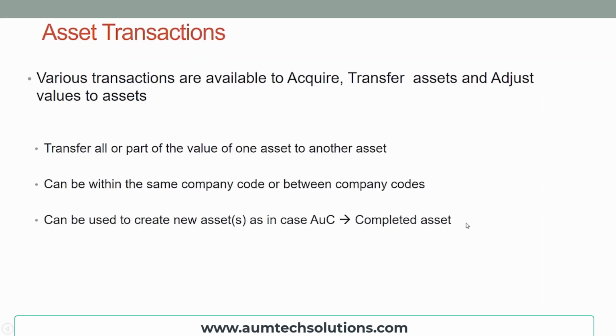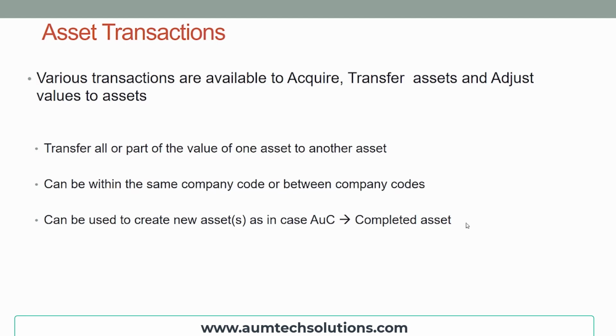Hi. In this lecture, we'll look at some of the asset transactions like intercompany transfer and intracompany transfer. Intracompany transfer is the transfer of an asset from one asset class to another asset class within the same company code. For example, we have a laptop, but due to some additions to it, now we want to transfer it to another asset class, personal computers. So that will be an intracompany transfer.